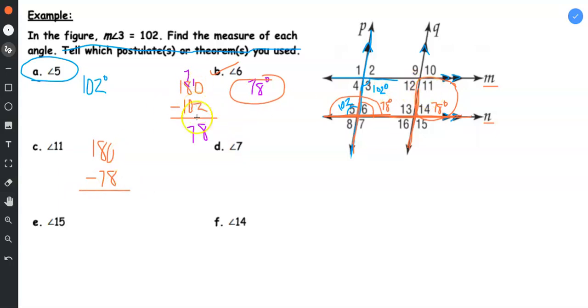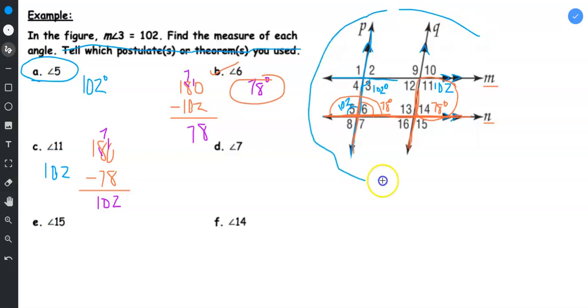Now if 180 minus 102 is 78, then 180 minus 78 is 102. Let me show you. Borrow from the 8, make it a 7, make that a 10. I get 2, 0, 102. So my 102s I'm writing in that blue color. So I'm going to write 102 here. And then I'm going to write 102 here. All of these angles in this whole set are either going to be 102 or 78.